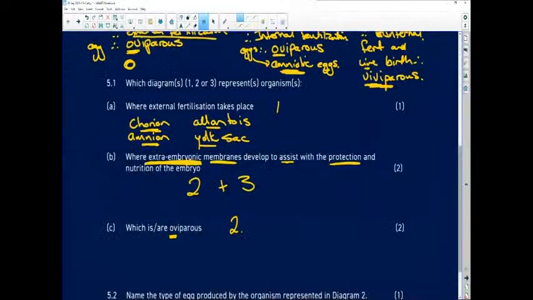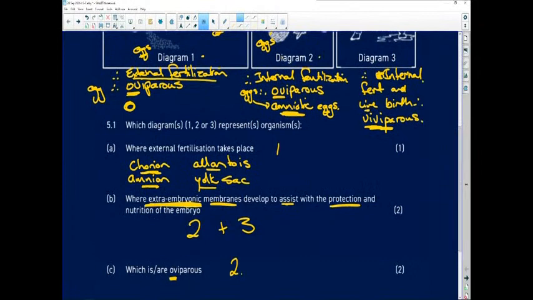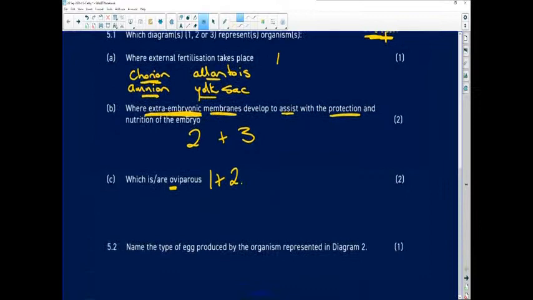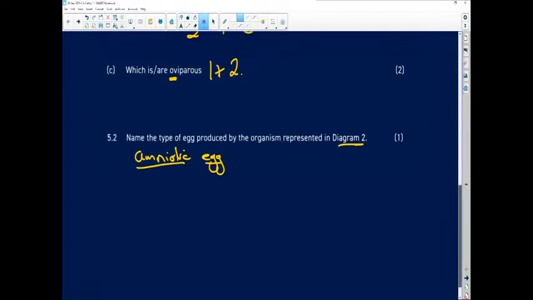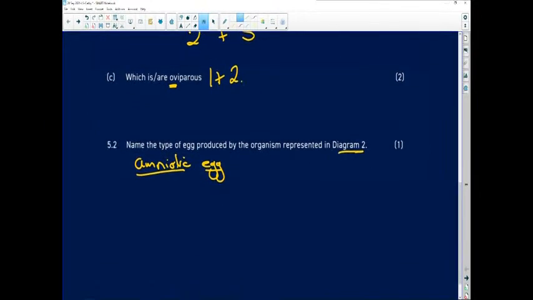Okay, so oviparous, egg laying, and that was a diagram. What did I say? 1. So which are oviparous would be 1 and 2. All right, so let's go. Name the type of egg produced by the organism represented in 2. Well, we've already said it's an amniotic egg. And that amniotic egg has the same extraembryonic membranes as we have in a placental connection. Okay, easy peasy.